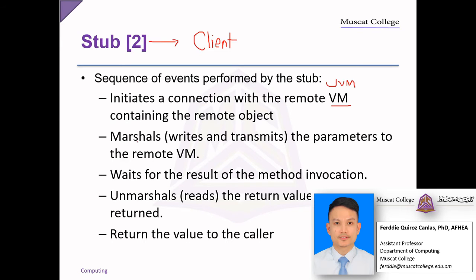And next, it marshals. Marshals means writes and transmits the parameters to the remote VM. So these are the steps. What is that? If you remember earlier, in the add numbers method, we have two parameters, correct? Do you remember it?